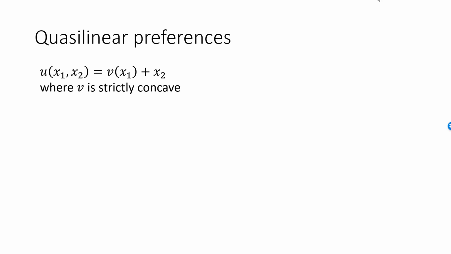We start with preferences that can be represented by the utility function u is equal to some function v of x1 plus x2. By restricting v to be strictly concave, we know that preferences are well behaved, optimal choice is unique, and the demand functions, income offer curves, and angle curves will all exist.